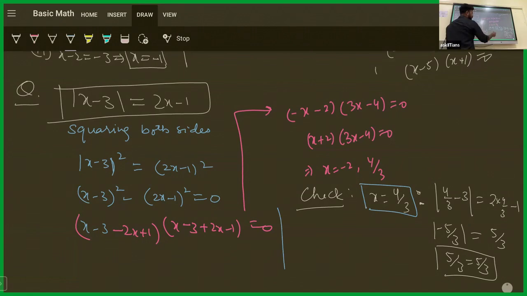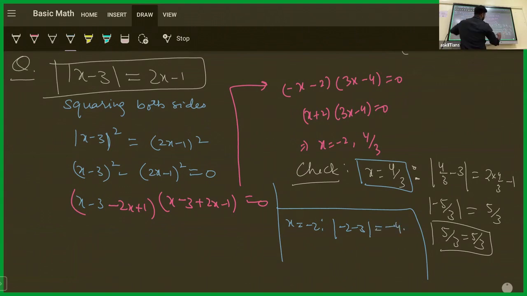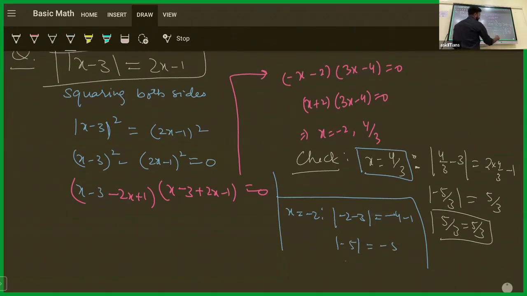Now let's check for second one, x equals minus 2. When x equals minus 2, if you see on the left hand side, we'll get modulus of minus 2 minus 3 equals on the right hand side 2 into minus 2 minus 4 minus 1. So left hand side will be modulus of minus 5, right hand side is minus 5, right? Now modulus of minus 5 is what? 5, and this is minus 5. They're equal? No, they're not equal. So x equals minus 2 is not satisfying the given equation.